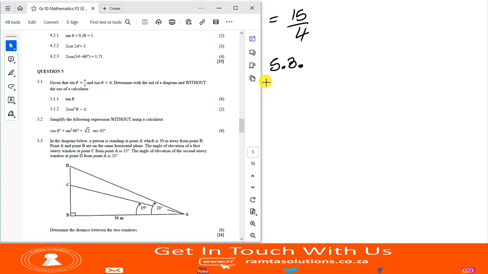The angle of elevation of a first-story window at point C from point A is 15 degrees. Angle of elevation means, as you face up, the angle that your eyes are creating as you face up. It's 15 degrees. The angle of elevation of the second-story window at D from point A is 21 degrees. Determine the distance between the two windows.